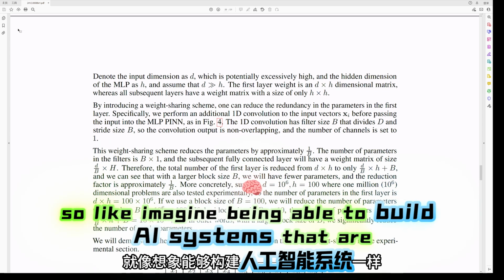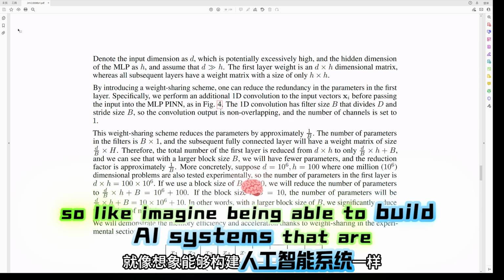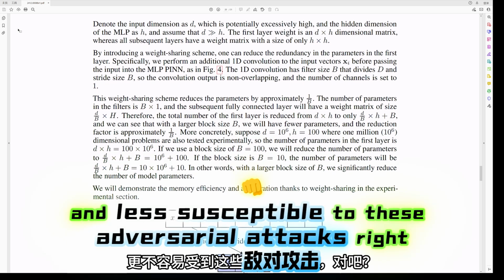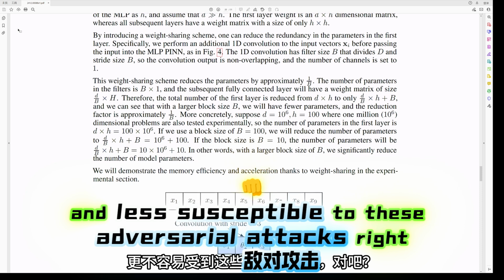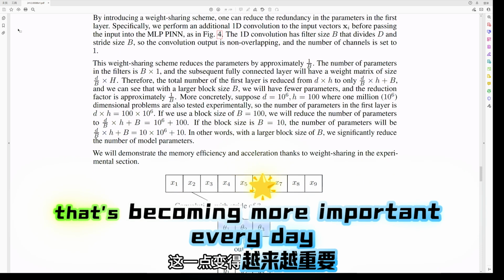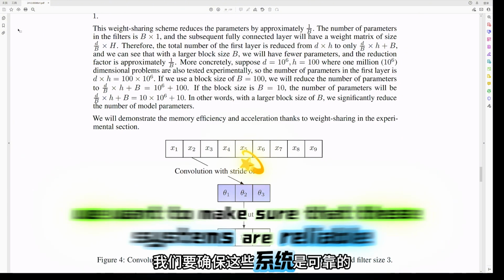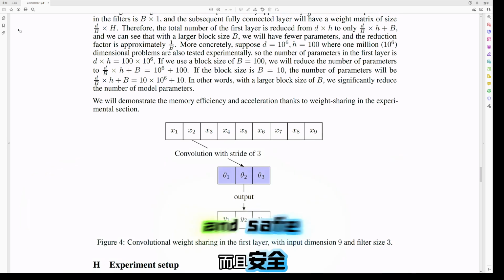So imagine being able to build AI systems that are more secure and robust and less susceptible to these adversarial attacks. Right. That's becoming more important every day as we see AI used in more and more aspects of our lives. Right, exactly. We want to make sure that these systems are reliable and safe.